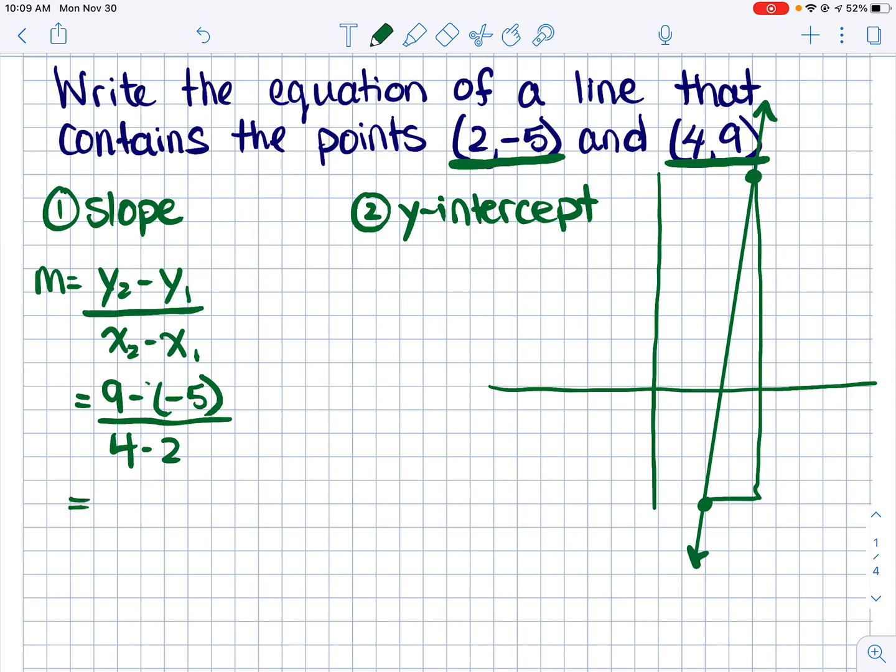So I know these two negatives end up making a positive. So 9 minus negative 5 is the same as 9 plus 5, which is 14, over 4 take away 2 is 2. So now I can see that my slope is actually 7. We could have counted 1, 2, 3, 4, 5, 6, 7, 8, 9, 10, 11, 12, 13, 14 over 2. Checks out. Now to find my y-intercept.